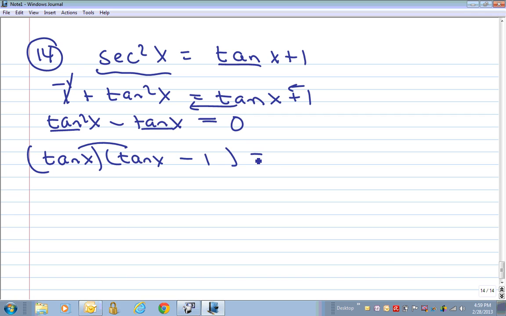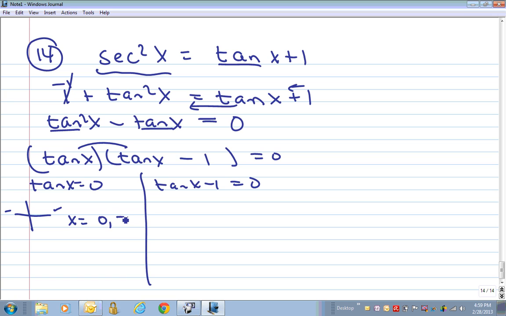There are two factors, both equal to 0, and I'm going to set them equal to 0. So if I do that, I would get tan x equals 0, and tan x minus 1 equals 0. All right, tan x equals 0. I think we just did this. It was 0 at the top and undefined at the bottom. So 0 right here and right here, so that would be at 0 and at pi. So x in this case would be 0 and pi.